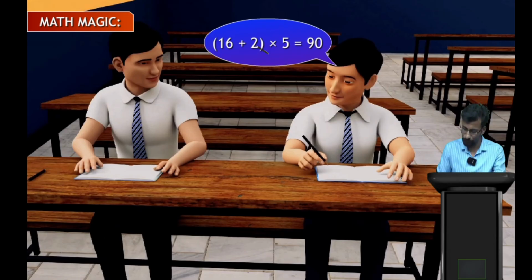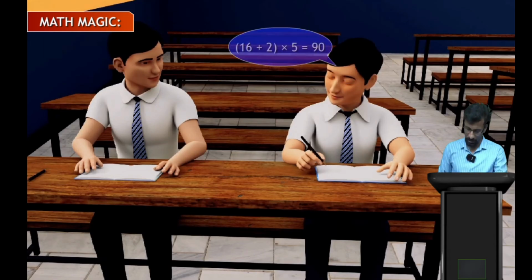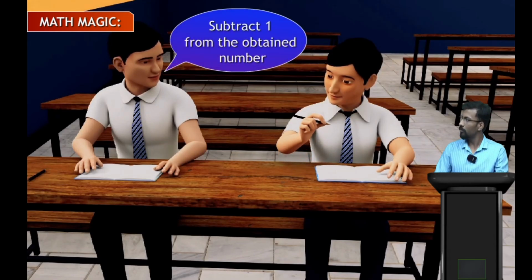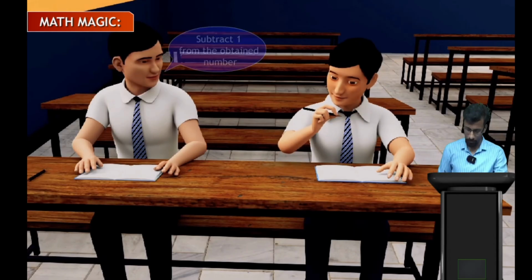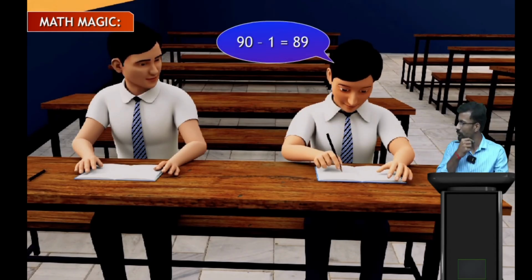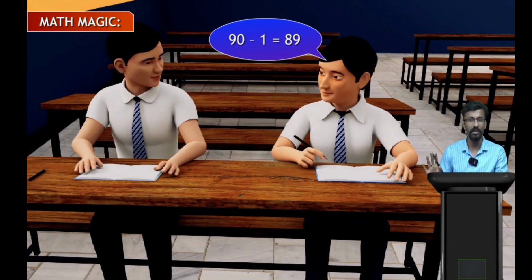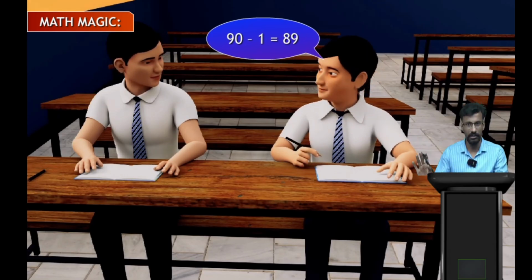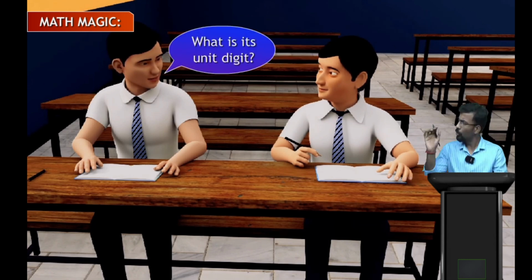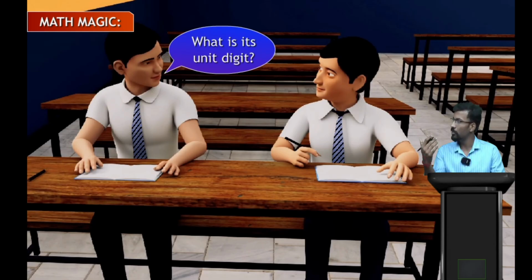Okay, fine. Now subtract 1 from the obtained number. What will be the result? The result will be 90 minus 1, that gives us 89. Fine. So now what is its unit digit?